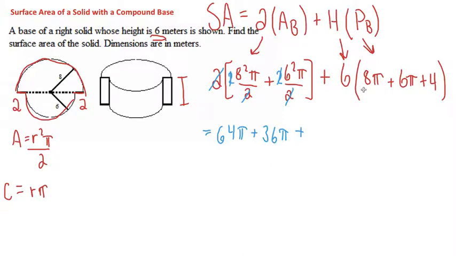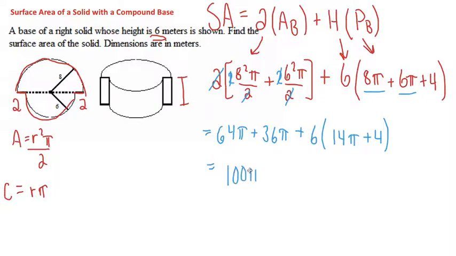And then I can simplify a little further here. I can add the like terms within the parentheses. So I'm going to have 6 times, 8 plus 6 is 14. So I have 14 times pi plus the 4. Now I can continue to simplify. I can add these 2 terms because they're both pi terms. So 64 plus 36 would be 100.